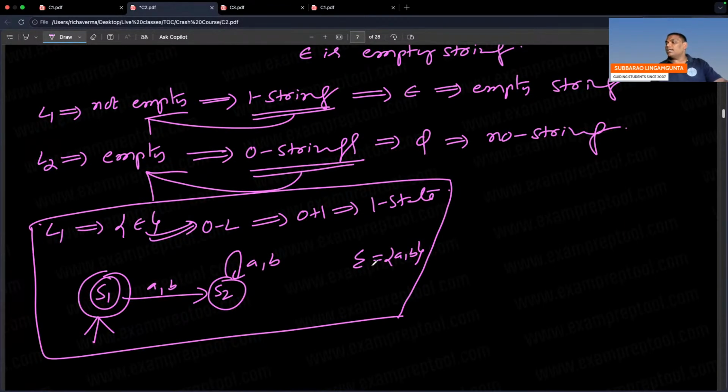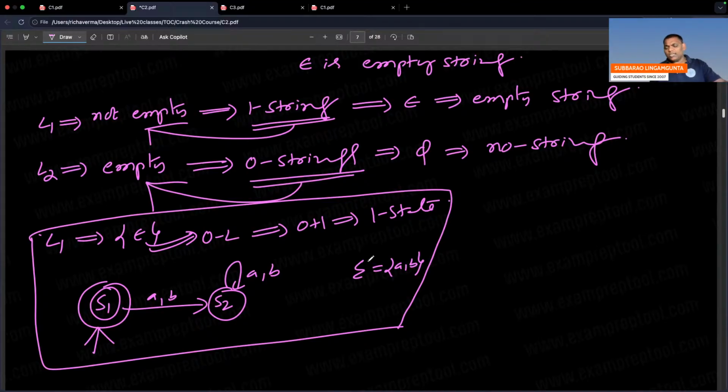If sigma is A comma B. Suppose sigma is not there, one state is enough. If sigma is A comma B, then two states are required. That is L1. Let's go to L2.